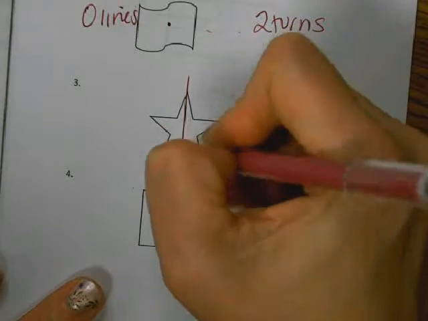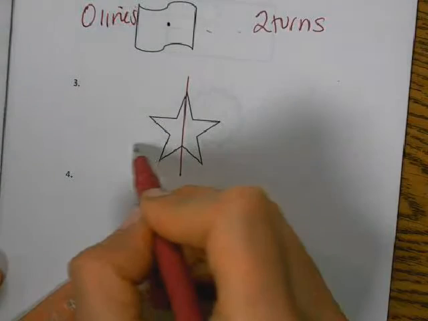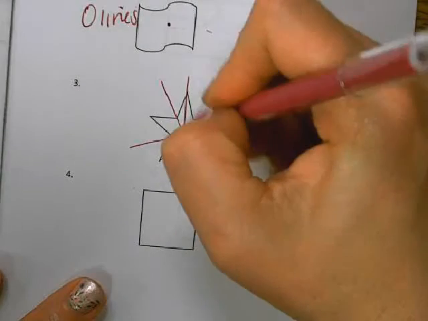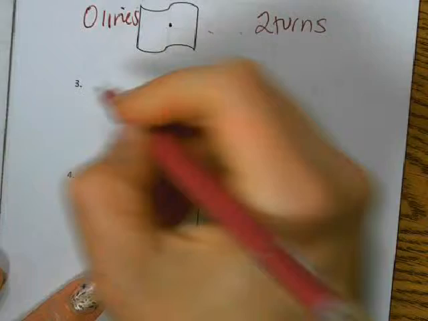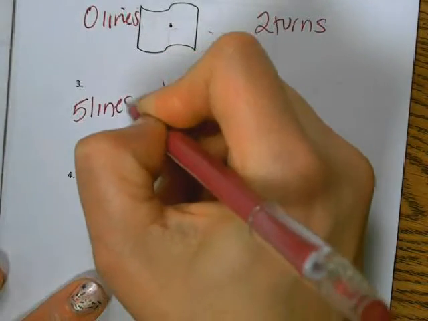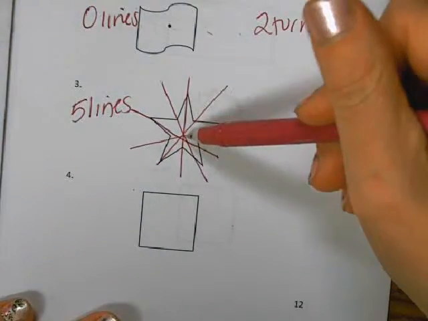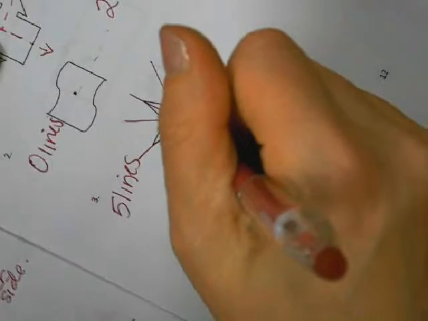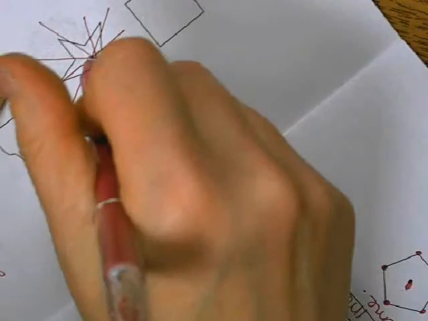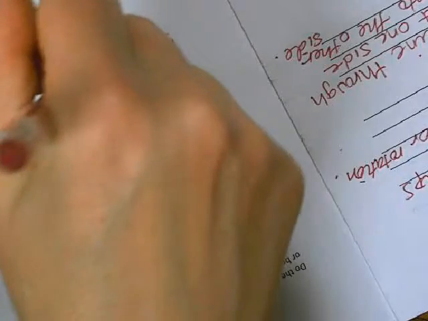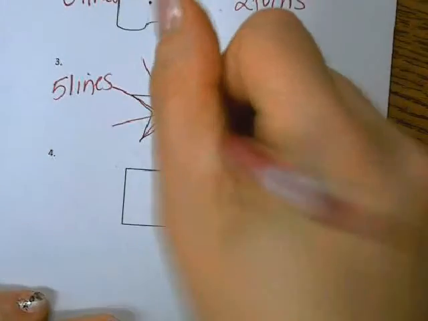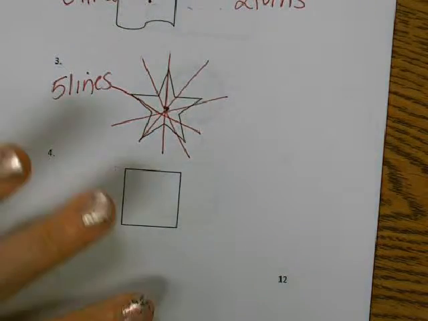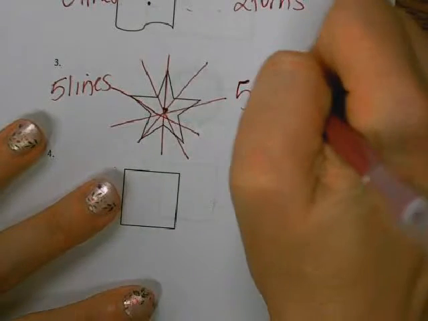What about number 3? On number 3, I can draw a line through it this way, I can draw a line through it this way, 4, and lastly 5. So 5 lines. It also has rotational symmetry. I can rotate it 1, 2, 3, 4, and then 5 to get back to my original position. Okay, so this has 5 turns.